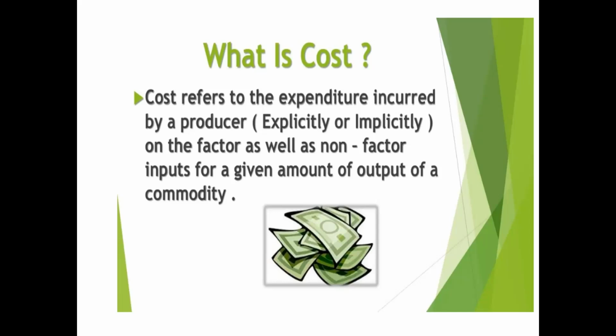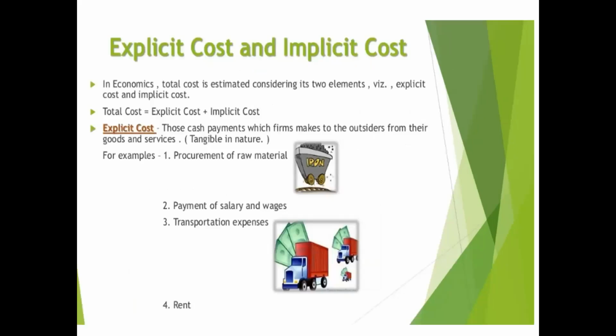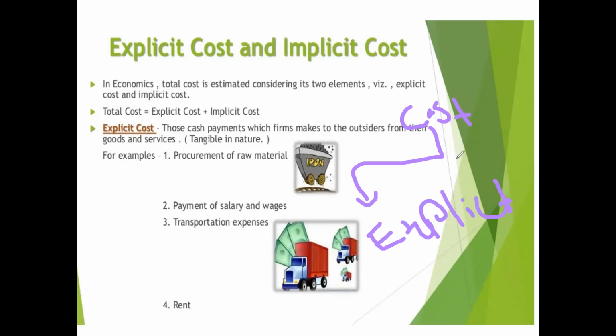So basically, if we consider that cost, we can divide the cost as explicit cost and implicit cost, right? So what is the difference? What is meant by explicit cost and implicit cost?